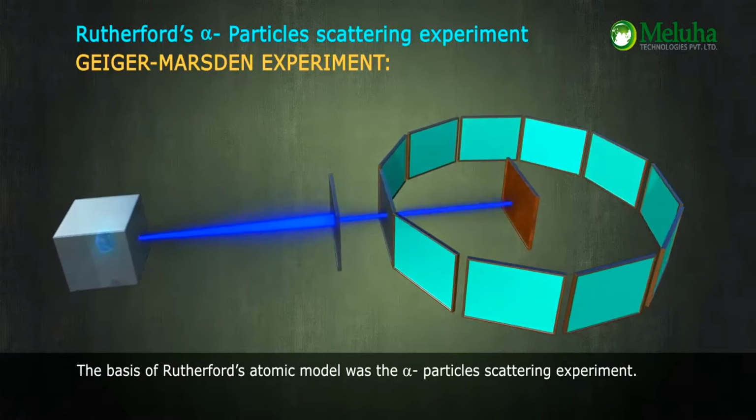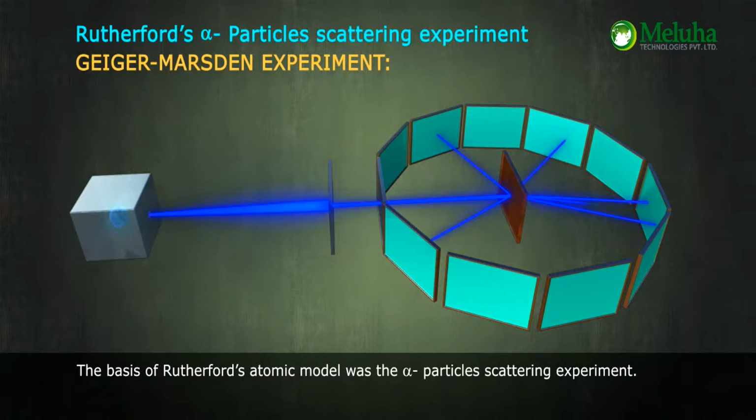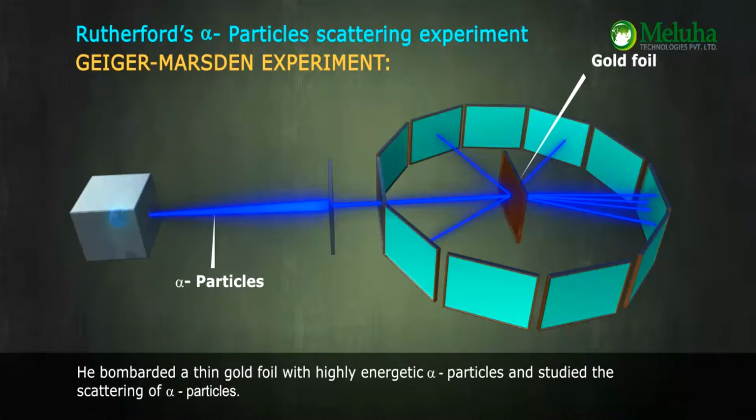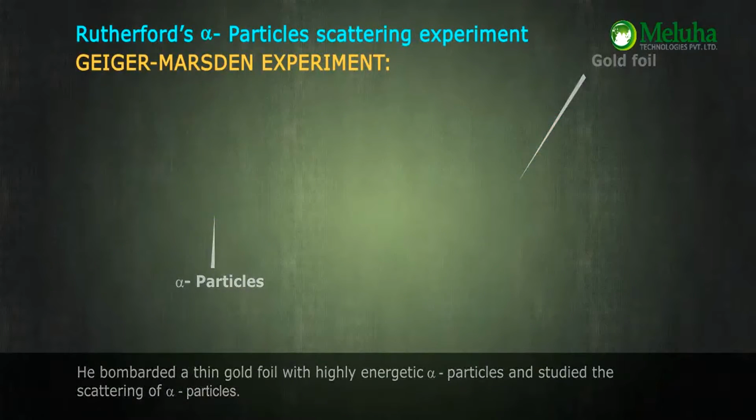The basis of Rutherford's atomic model was the alpha particle scattering experiment. He bombarded a thin gold foil with highly energetic alpha particles and studied the scattering of alpha particles.